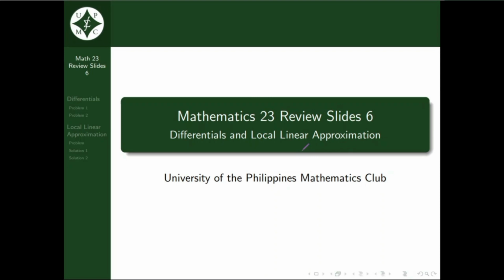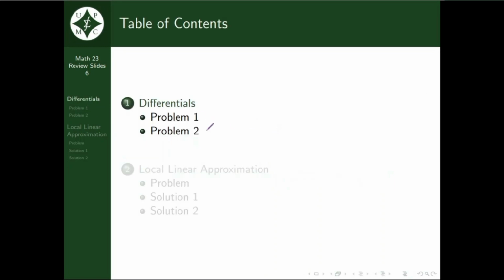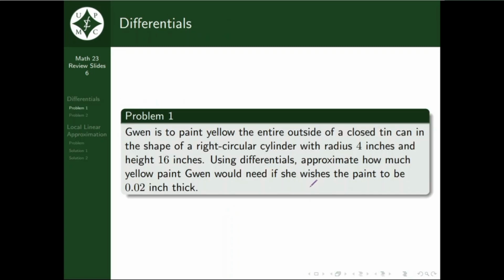Pero anyway, let's focus muna on the given problems. So yung focus natin dito ay on differentials and local linear approximation. Meron tayong dalawang problems for differentials. And then for local linear approximation naman, may isang problem but may dalawang solution. So let's proceed with the first problem under differentials.